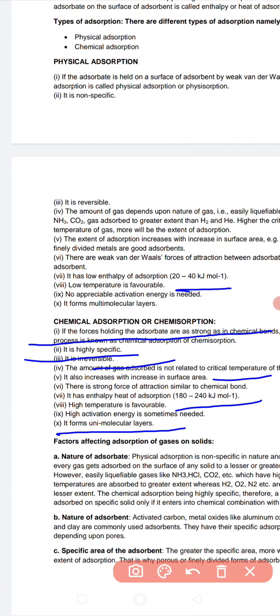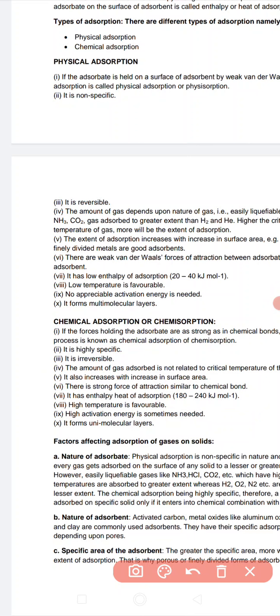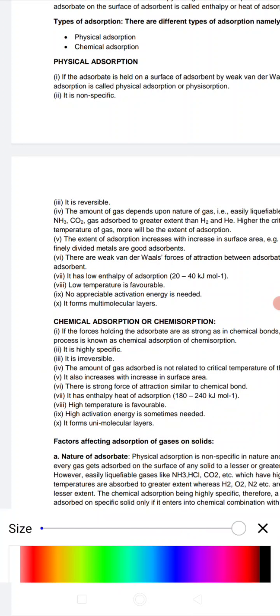When I tabulate it for physical adsorption, you should mention that it is the attractive forces between the adsorbate and the adsorbent, which are weak van der Waals forces. But in chemical adsorption, the force is a type of strong chemical bond. Next, one important factor is that the bond energy in physical adsorption is 20 to 40 kilojoule, but in chemical adsorption it is 180 to 240 kilojoule.